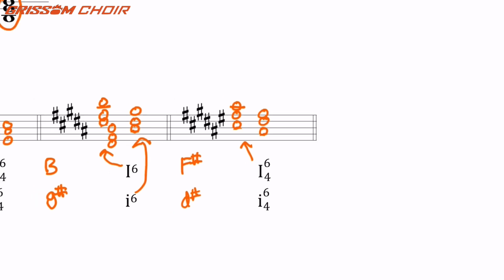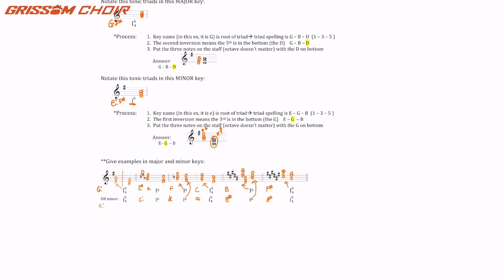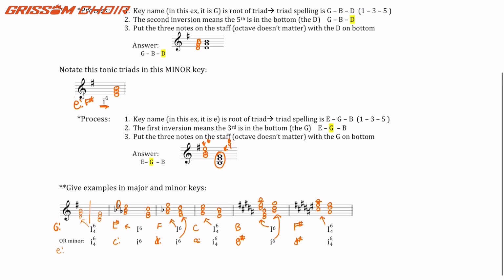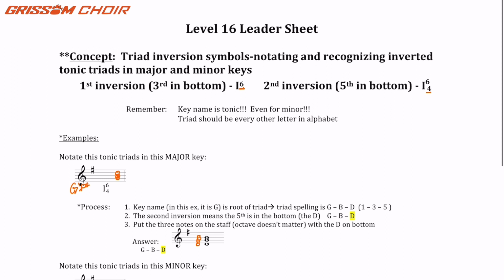That is everything on level 16. Once you get the hang of this concept, it's pretty straightforward and simple. You've just got to make sure that you know that the first inversion is with the third in the bottom, and that the second inversion is with the fifth in the bottom.